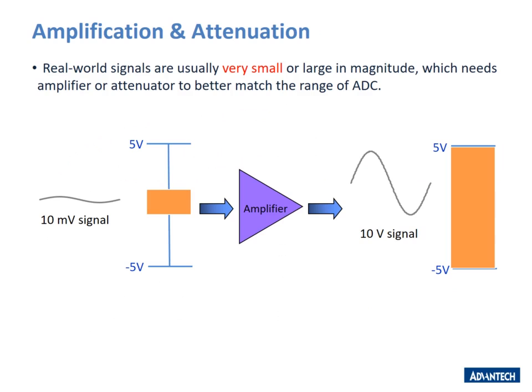After the multiplexer, it will connect to the amplification or attenuation, because real-world signals are usually very small or large.